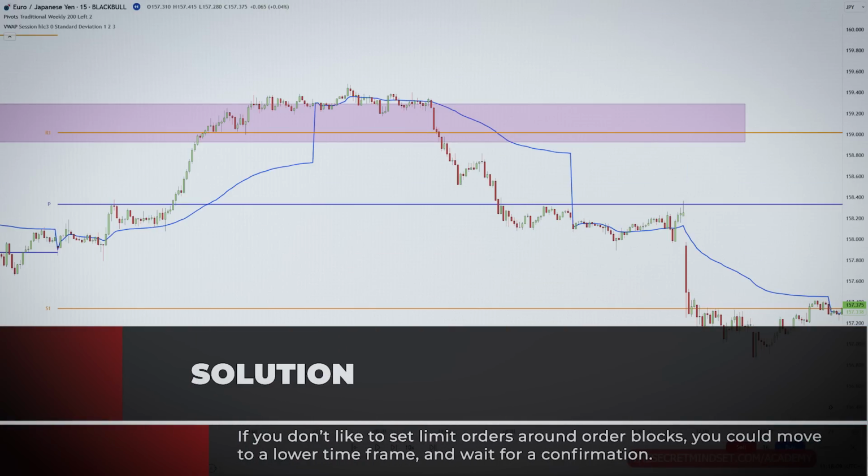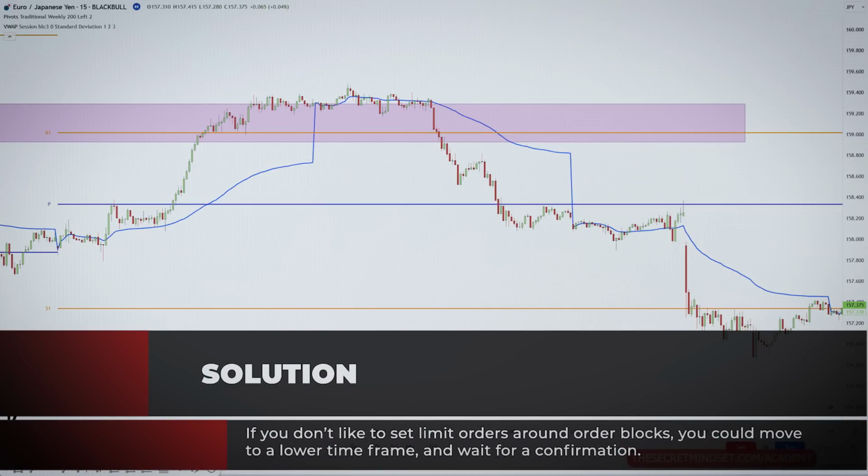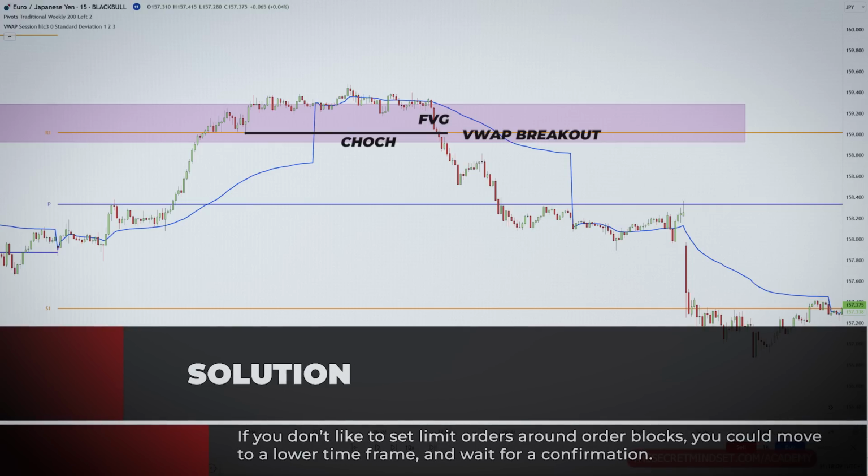If you don't like to set limit orders around order blocks, being on a higher time frame, you could move to a lower time frame, maybe the 15-minute chart, and wait for a confirmation. Maybe a change of character to the downside. Maybe you find another fair value gap to initiate a short position. You wait for a VWAP breakout to the downside, or even something else. With this lower time frame confirmation approach, you would have avoided the loss. But anyway, don't get too obsessed with eliminating losses. If your risk management is on point, there's nothing to worry about in the long term.